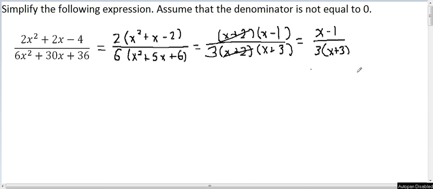Some teachers or some textbooks want you to multiply everything out once we simplify the expression. Other textbooks want you to leave this alone, so the directions for what to do here will depend on which textbook you're using or what your teacher asks you to do. But in this case, I'll leave the answer in this form, with 3 multiplied by x plus 3, in factored form like this.